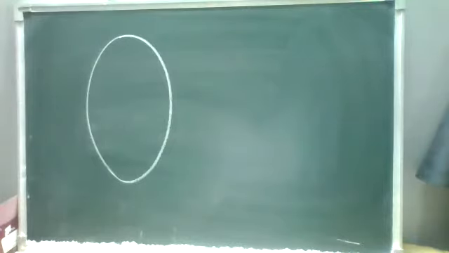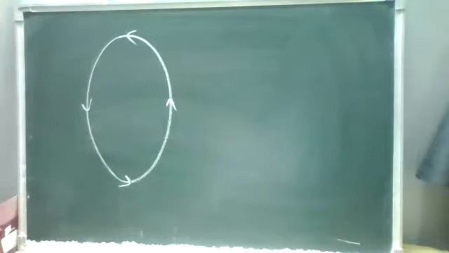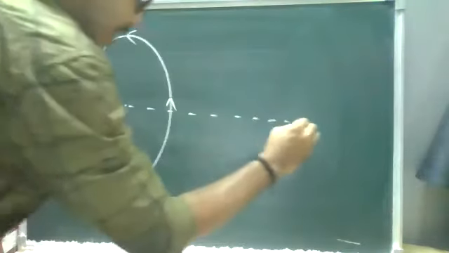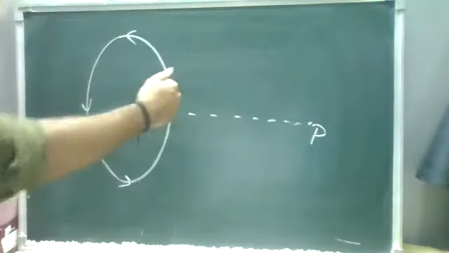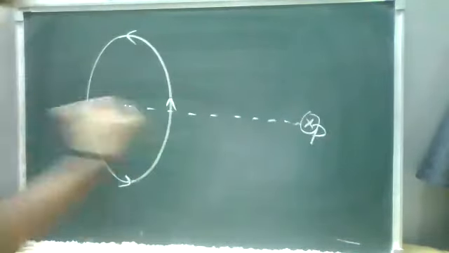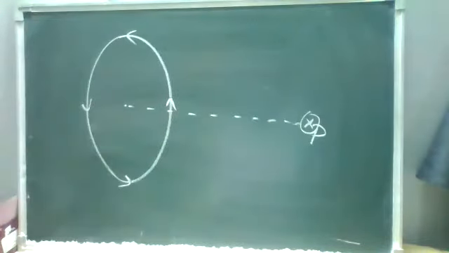So I assume there's a circular current carrying conductor, and I assume the current was traveling like this. Now on the same axis, from the center, there is a point P. Based on the thumb rule, the magnetic field lines are entering here. This is nothing but your cross. At a particular distance on the same axis, I'm taking a point P.